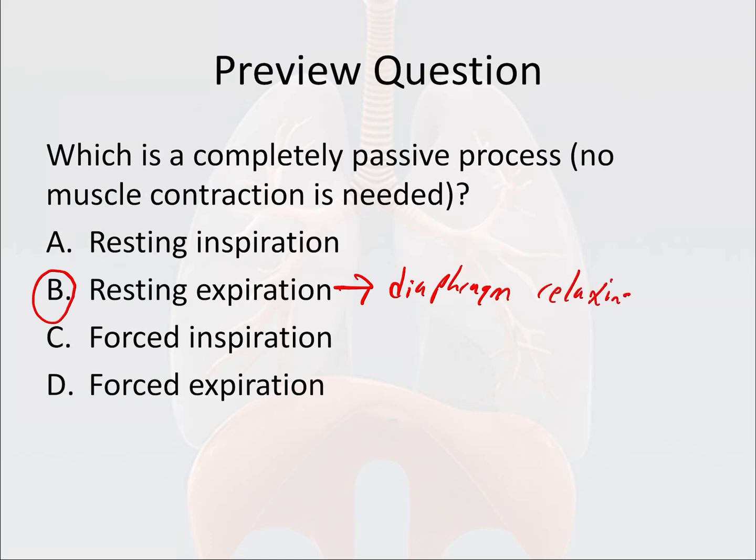That clicker question, resting expiration is driven by the diaphragm relaxing, okay, and also those external intercostals relaxing. Okay, so that's all it is. They just got to relax. Then the rib cage falls down, the diaphragm goes up and pushes air out.